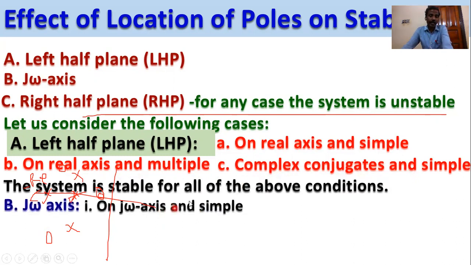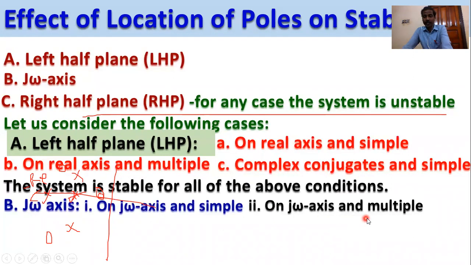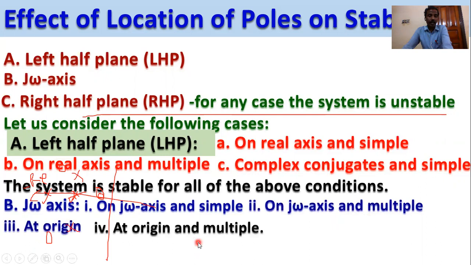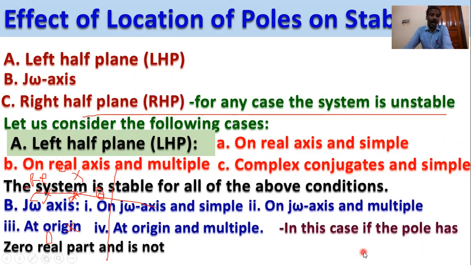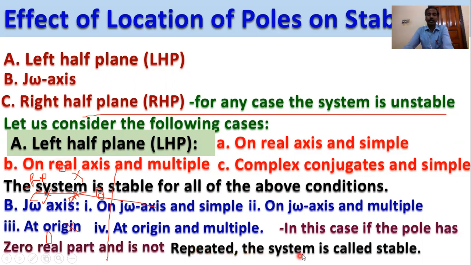And for the j omega axis, on the j omega axis and simple, on the j omega axis and multiple, at the origin and multiple, in this case, if the poles and zeros have real part and are not repeated, the system is stable. If not repeated, then the system is stable. Otherwise, if repeated, then the system is unstable for this condition. That means at the origin and multiple, the system is unstable.